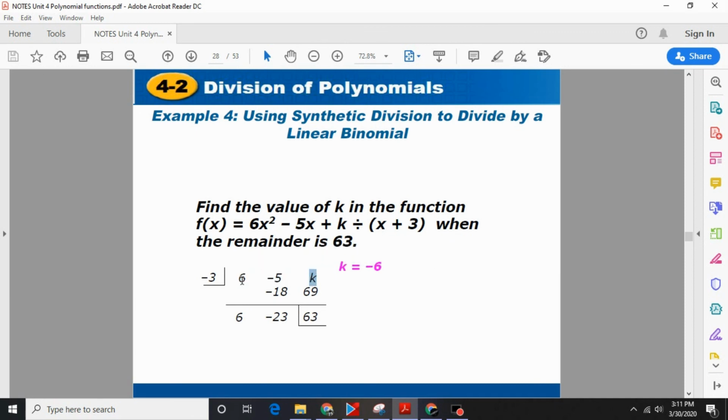Apply your synthetic division. Drop 6, times negative 3 is negative 18. Minus 5 is negative 23. Times negative 3 is positive 69. And then we want this result to be 63. So what does k have to be so that when I add 69 I get 63? K has to be a negative 6.